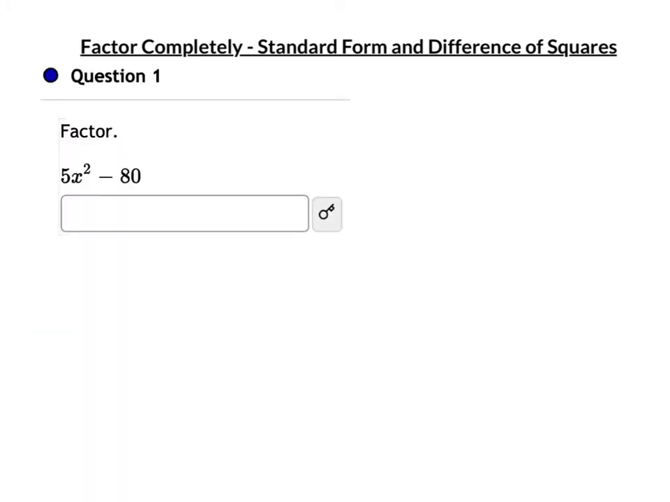What I'm going to do is give you an example of each type of question. So if you get stuck, you can fast forward ahead and find a problem that's like the one you're doing.